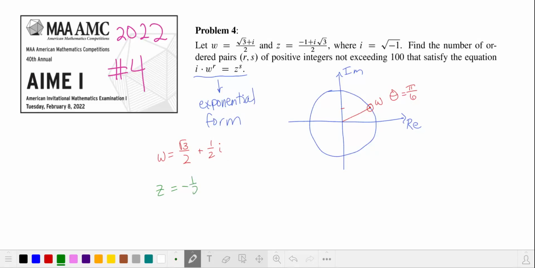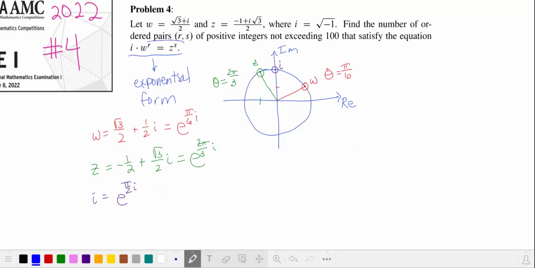Z is negative 1/2 plus root 3 over 2 times I. That's located over here where theta is 2 pi over 3. So these are our complex numbers in exponential form. And we note that I has an angle of pi over 2. Let's rewrite this equation, substituting for these exponents.